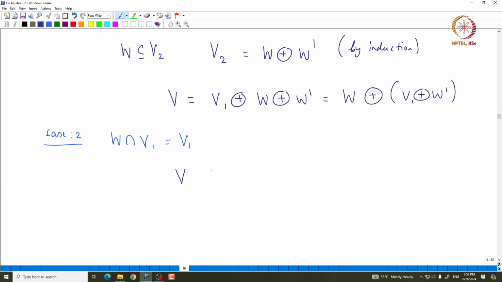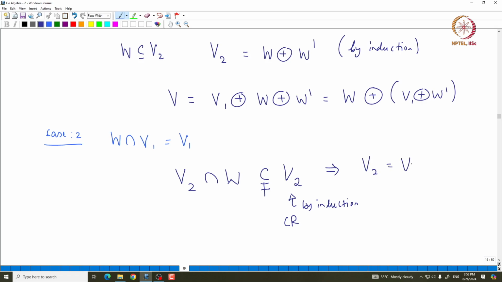So, now look at V2 intersection W, which is a module in V2. This cannot be equal to V2, so it has to be proper. If it is equal to V2, then W becomes equal to V. Since it is proper, it must have a complement, by induction, because this is a completely reducible module, being a direct sum of irreducible modules. So, we can say that it has a complement.